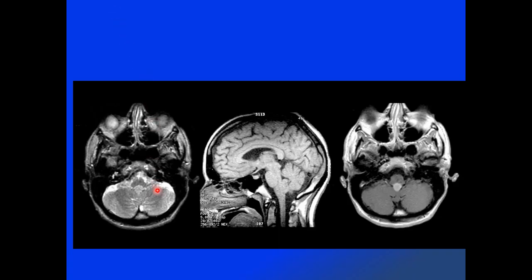Axial T2 image demonstrates a slightly hyperintense intraventricular mass within the inferior aspect of the fourth ventricle. Sagittal T1 image without contrast demonstrates an isointense lesion, again extending through the inferior part of the fourth ventricle, and an axial post-contrast T1 weighted image demonstrates a prominent homogeneous enhancement of this mass. This is a typical appearance of a fourth ventricular choroid plexus papilloma.